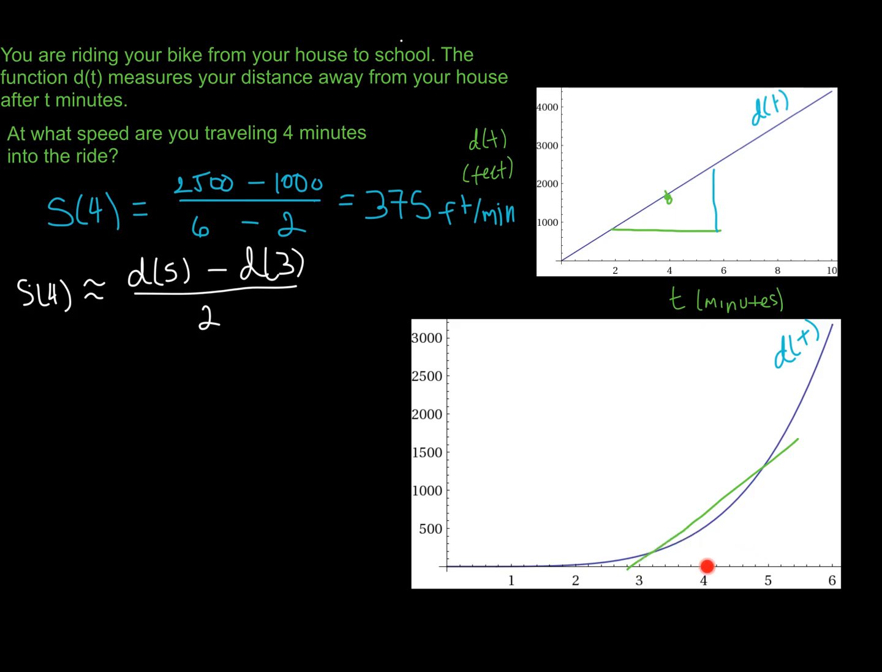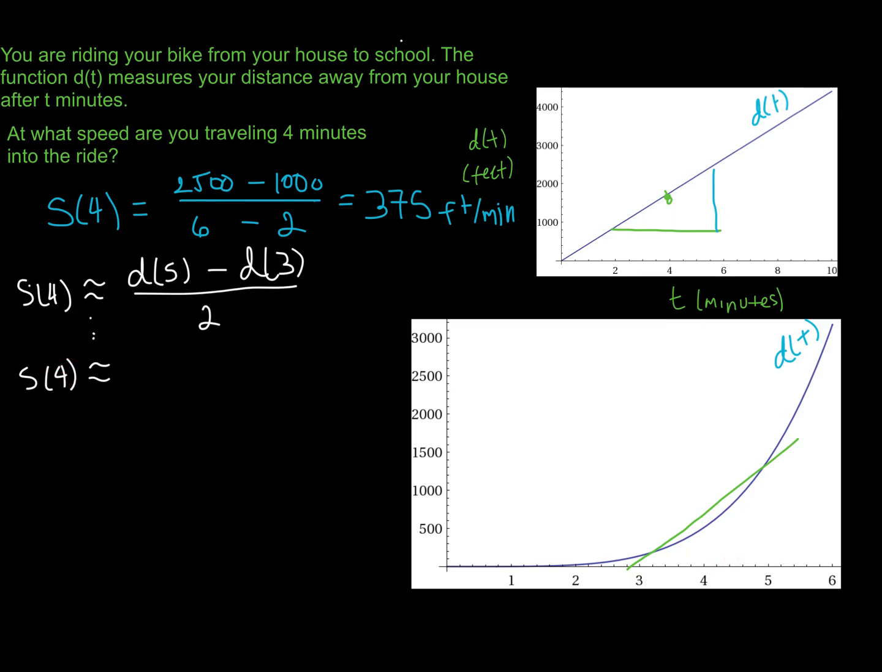Instead, let's try getting closer to 4. Let's only go half to the right and half to the left. And so we can move down here, right? Let's get another approximation, an even better one. And here I'm going to write this first point, so this is going to be D of 4 plus a half, right? So I'm honing in on 4.